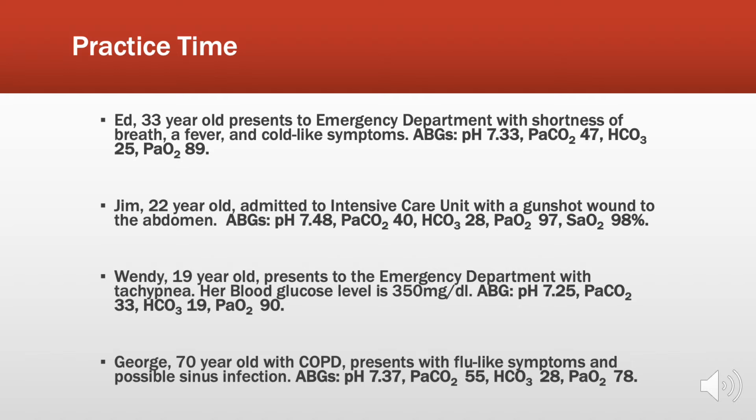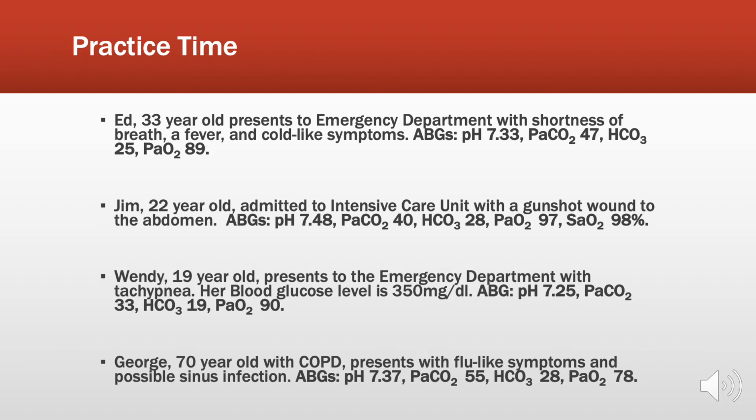Third, we have Wendy, who's 19 years old, and Wendy shows up with tachypnea, which is rapid breathing, and also a blood sugar that's very high at 350 milligrams per deciliter, should be about 80 to 100. In Wendy's case, she is also normal as far as her oxygen status goes, it's 90. But when we look to her pH, it is low, that's going to get a downgoing arrow. Her CO2, slightly on the low side, downgoing arrow, and the bicarb, very low, getting a downgoing arrow. This one's a little weird because you have 3 arrows instead of 2, all 3 pointing in the same direction, so that makes it a little easier for us.